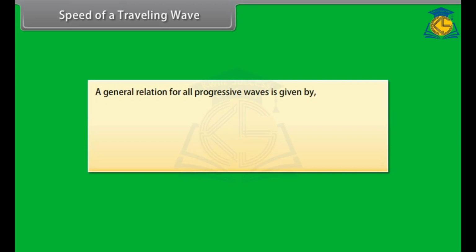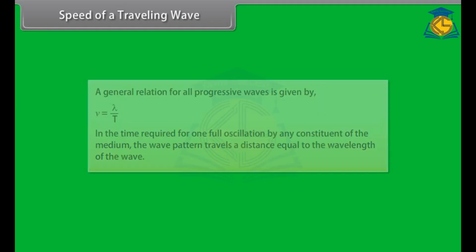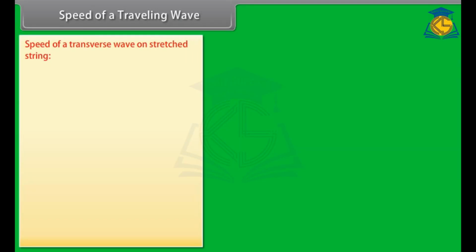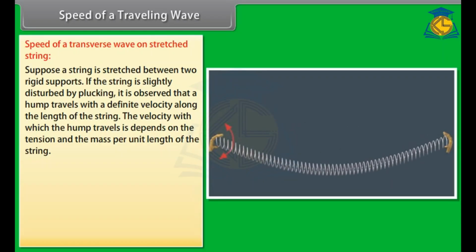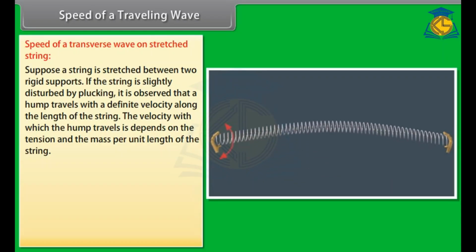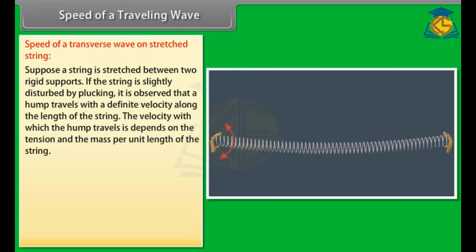Speed of a traveling wave. A general relation for all progressive waves is given by v = lambda / T. In the time required for one full oscillation by any constituent of the medium, the wave pattern travels a distance equal to the wavelength of the wave. Speed of a transverse wave on a stretched string. Suppose a string is stretched between two rigid supports. If the string is slightly disturbed by plucking, it is observed that a hump travels with a definite velocity along the length of the string.